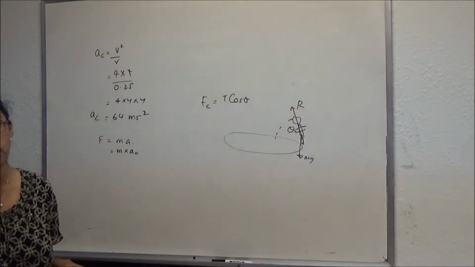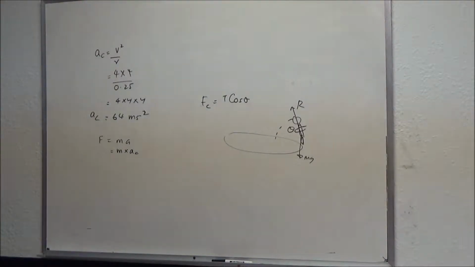So now you have the acceleration, you have to multiply it by the mass. Did you get it? So it should be 80 times 64. Mass is 80. Okay, so you write it should be 5,120. What should be the unit?